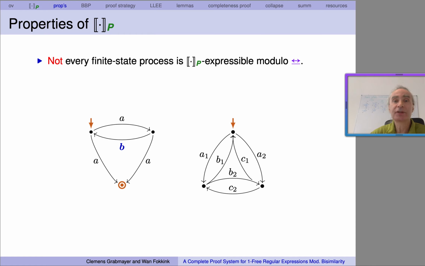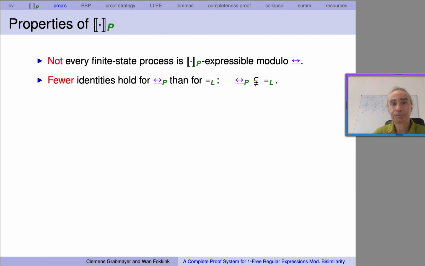The analogous statement is not true for the process interpretation. Here you see two charts that are not bisimilar to the process interpretation of any regular expression, any star expression. Note in the chart on the left, there is here at the bottom a sync termination vertex, whereas in the chart on the right, there is no vertex that has immediate termination. We will come back to these charts in a minute.